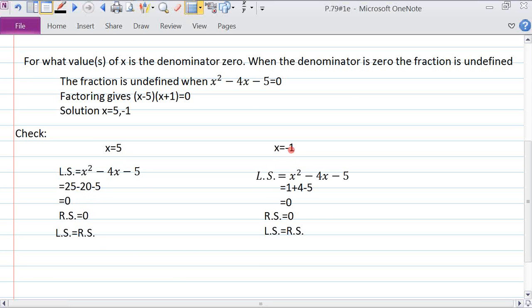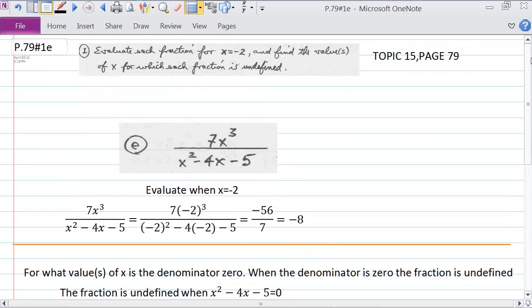And now I'm going to check the x equals -1. If I substitute in for x squared when x is -1, I get 1. Minus 4 times -1 gives me +4. And then the -5 goes over here. 1 plus 4 is 5. 5 minus 5 is 0. The left side is 0. The right side is 0. And the two are equivalent.